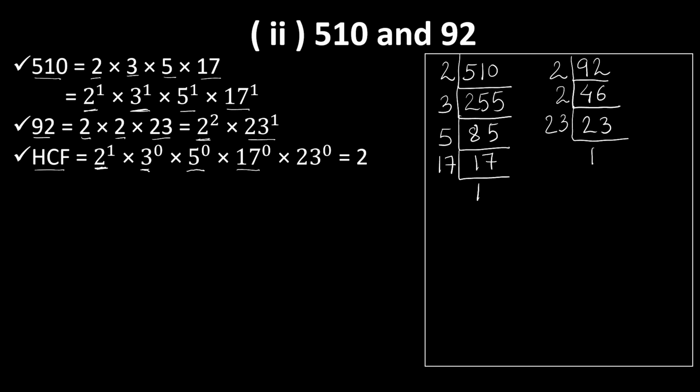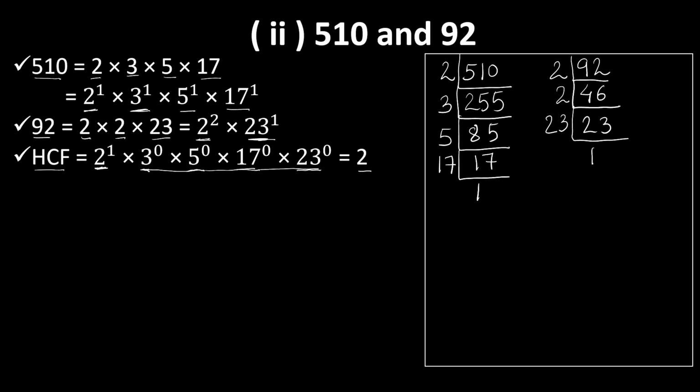Same happens for 23. 23 is occurring in 92 as a prime factor but not in 510. We cannot see 23 at all in the prime factorization of 510. So therefore the least exponent possible for 23 will also be 0, and hence we will be writing 23 raised to 0. Now if we multiply all these values, 2 raised to 1 into 3 raised to 0 into 5 raised to 0 into 17 raised to 0 into 23 raised to 0, the values with exponent 0 will give us 1, and multiplying it with 2 raised to 1 will lead us to 2.